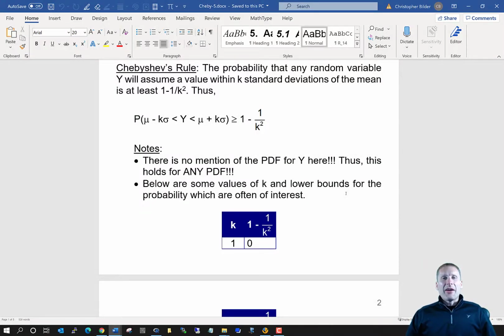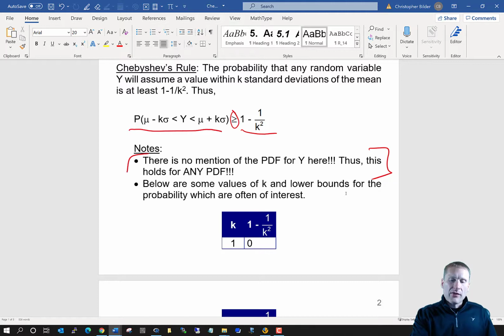Suppose we have a random variable y, and we're interested in the probability that this random variable is between mu minus k times sigma and mu plus k times sigma. In other words, we start at the mean, we go k standard deviations lower, and we go k standard deviations above it, where k is some constant like 2 or 3, as we had with the rule of thumb. That probability can be shown to be greater than or equal to 1 minus the quantity 1 over k squared. And the key is that this is true for any probability distribution function.